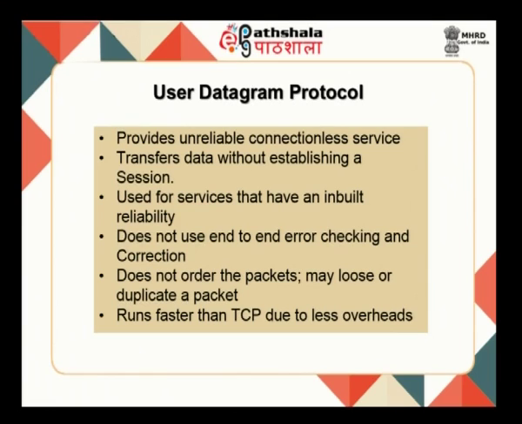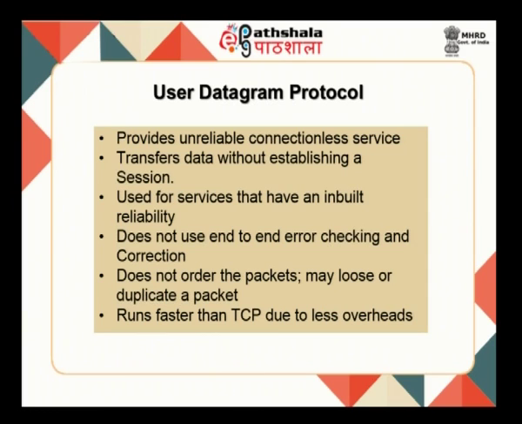So, IP is a connectionless best effort delivery service, whereas TCP is a connection oriented reliable service. To make IP a reliable service, we need TCP on top of the IP protocol. So, TCP is what provides a connection oriented transport layer service. When we look at the User Datagram Protocol, it is an unreliable connectionless service. This transfers data without establishing any session.